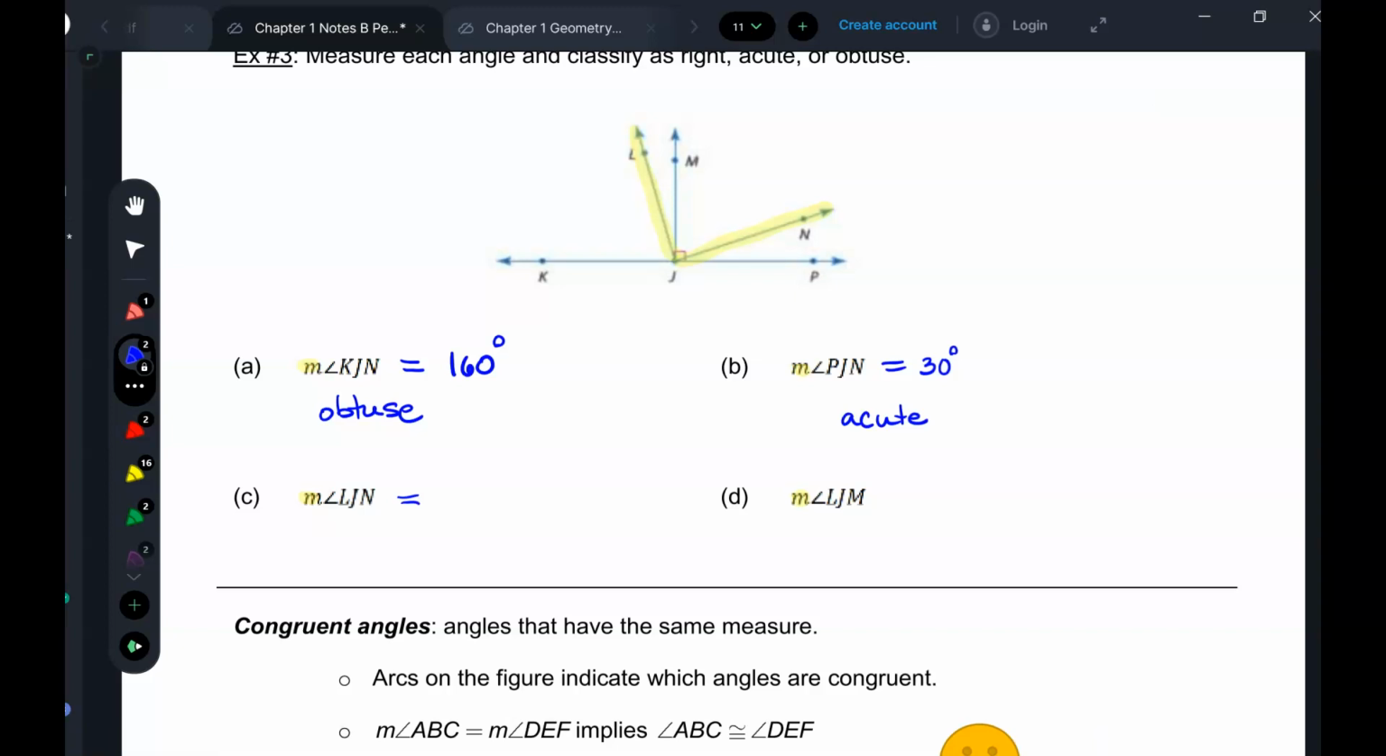Okay, LJN, what do you think? 85. Right angle. Do you think it's a right angle, or is it a little less? I thought it was a right angle because of the box. Oh, the box is here. So, I would say it actually looks a little less than 90, but that's okay. I'm going to say this one's acute again.